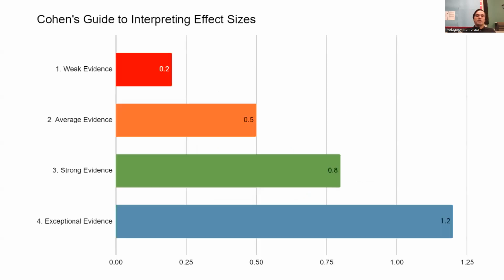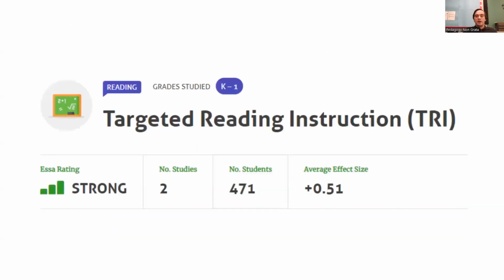Now, I'm going to put up an example. This is the top bar of Evidence for ESSA's website for Targeted Reading Instruction, which is a speech-to-print phonics program that was the basis for Reading Simplified. And you'll see a number of things on the screen. Actually, this gives you a lot of information really fast, and that's why I wanted to highlight it and talk about it.